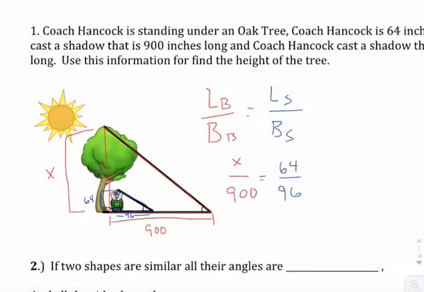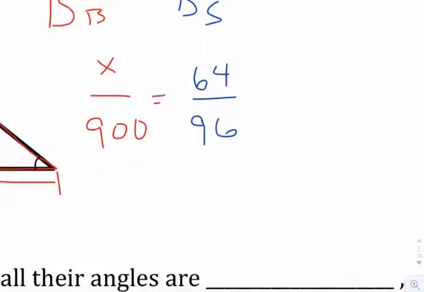Now from here, you can kind of pick your favorite mathematical solving method. I'm just going to use cross multiplication because I'm comfortable with it and I have a calculator handy. So we have multiplication this way, which will give us 96x. And then we have multiplication that way, so 900 times 64 is 57,600.